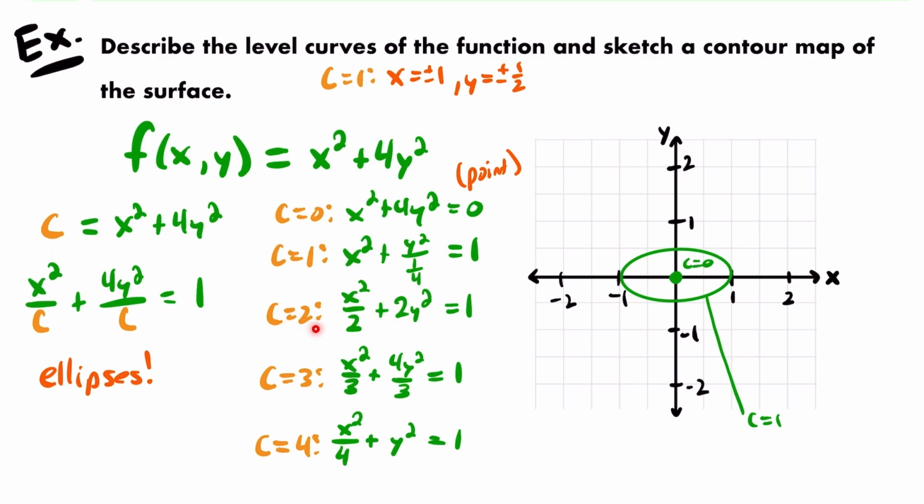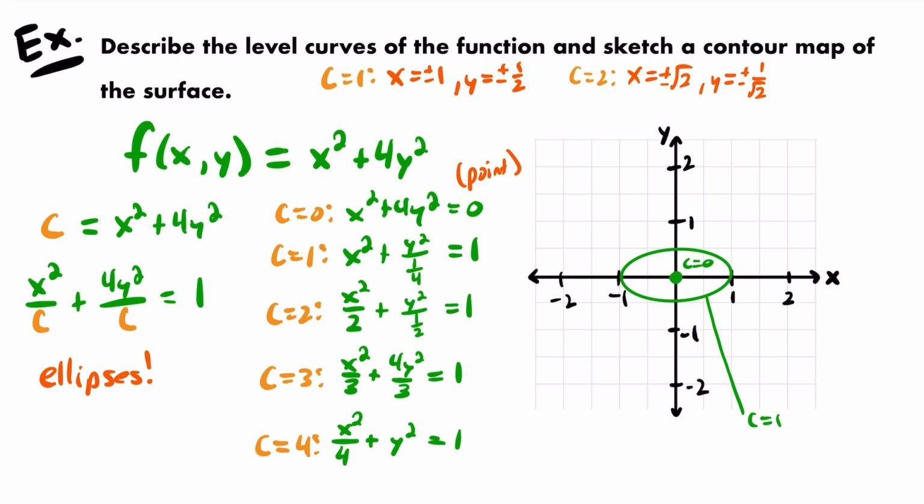But now let's move on to c equals 2. We have another ellipse. The denominator of x squared is 2 in this case. And then for the y squared term, we have 2y squared. You could rewrite that as being y squared divided by 1/2. So you would be taking the square root of 1/2 in this case to get the x and y intercepts. So for c equals 2, you get that x is equal to plus or minus the square root of 2, and y is equal to plus or minus 1 divided by the square root of 2.